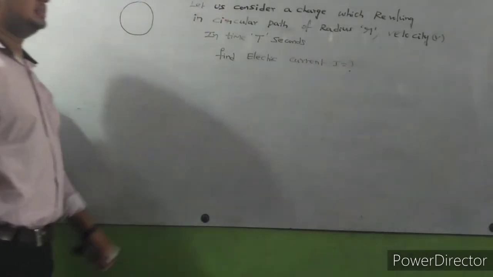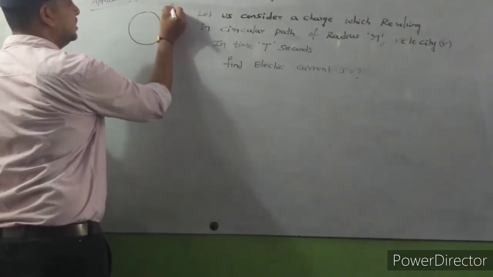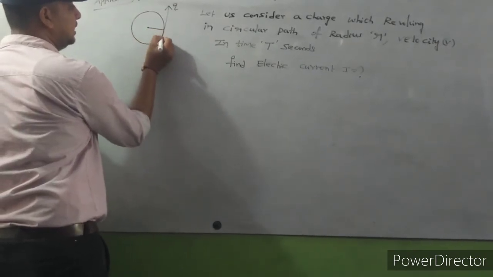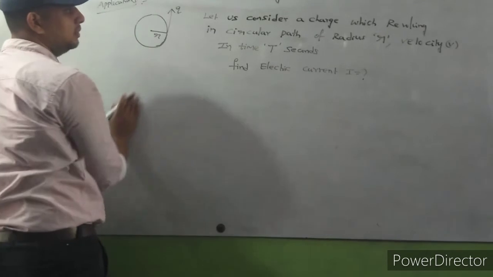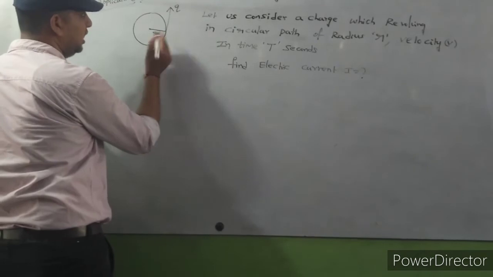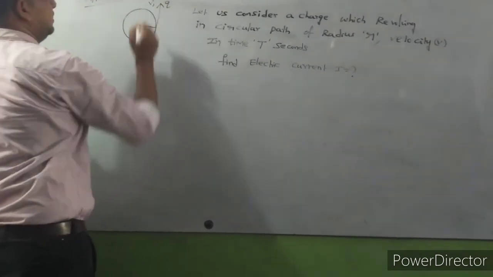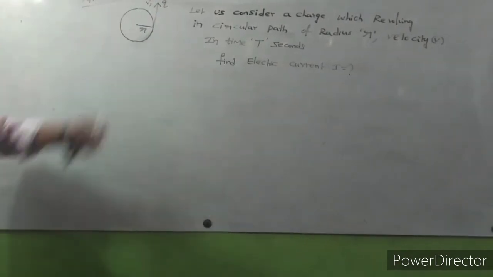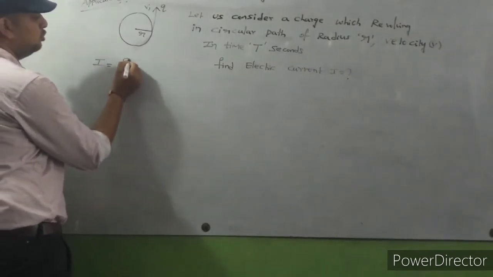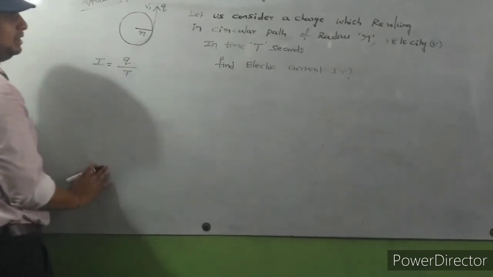Very, very important. Let us consider a charge which is revolving in a circular path, having some radius. That radius I consider as r. The radius of the circle is r. The charge is moving with the velocity v in a circular path. Find electric current I. The electric current formula is I = Q by t, charge by time. Time is nothing but here the time period T.